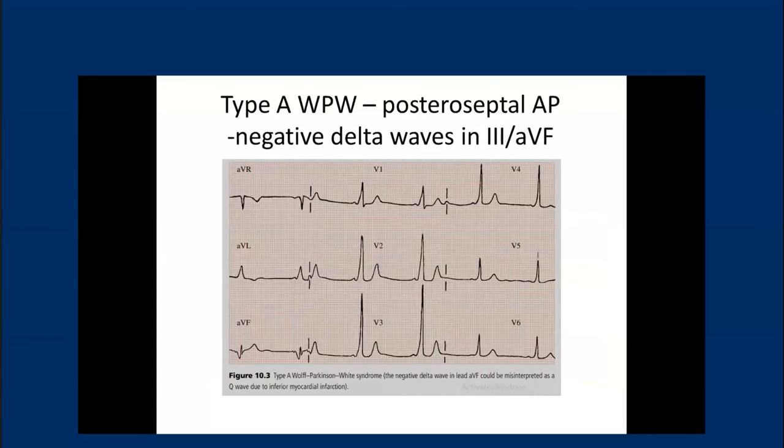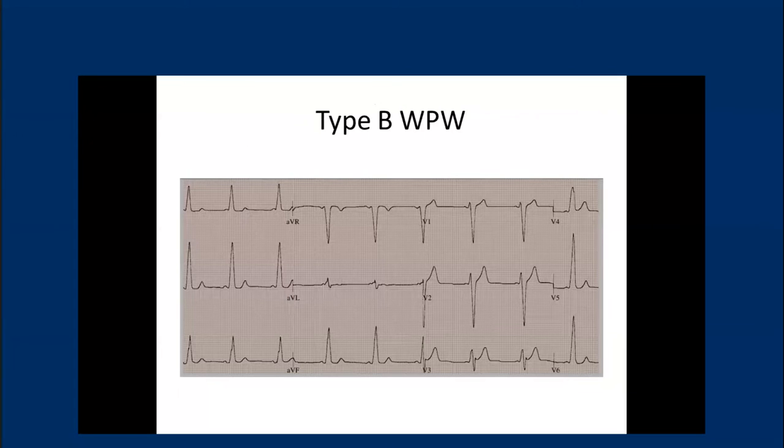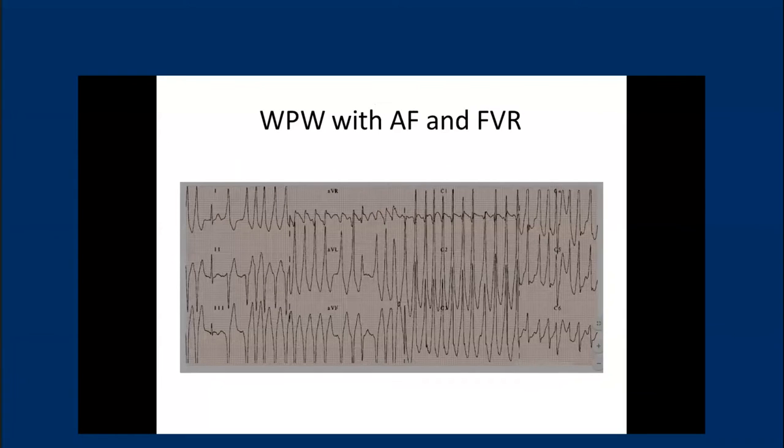That's helpful in locating these accessory pathways for catheter ablation. And this is a very important ECG, whereby we see wide complex irregular tachycardia with a slurring of the initial portion of the QRS, or with visible delta waves clearly seen in some of the QRS complexes.